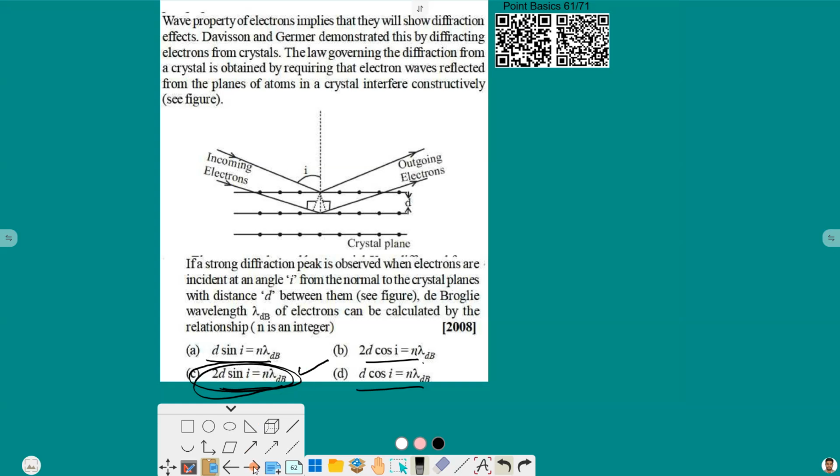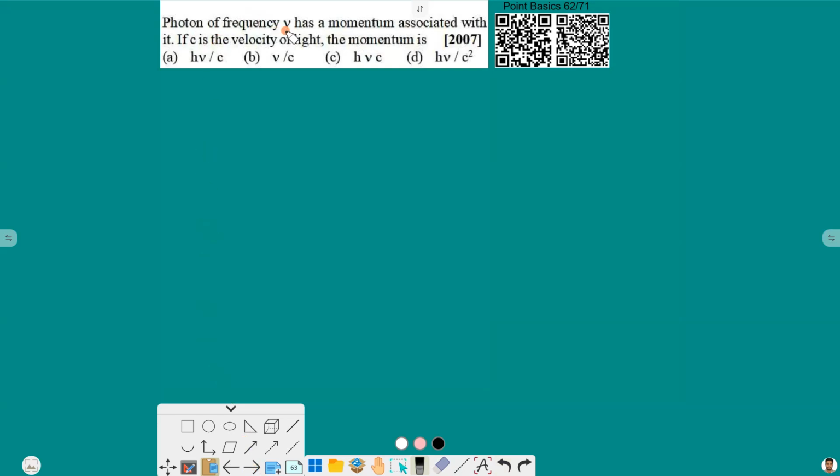Now moving ahead, a photon of frequency nu has a momentum associated with it. If c is the velocity of light, the momentum is. So we know from the theory of relativity, you can remember this equation, that E square is equal to m square c to the power 4 plus p square c square. Now for a photon, mass is 0, so this equation reduces to E is equal to pc, and from that we can write momentum is basically E by c. Now E is the energy, so it can be written as h nu by c. So option A is going to be a valid answer here.